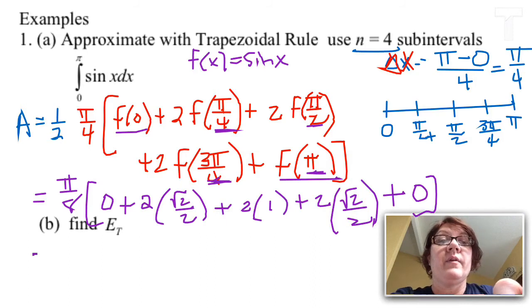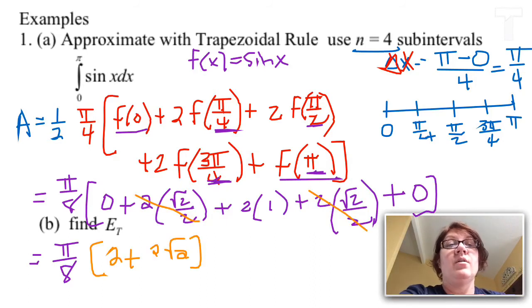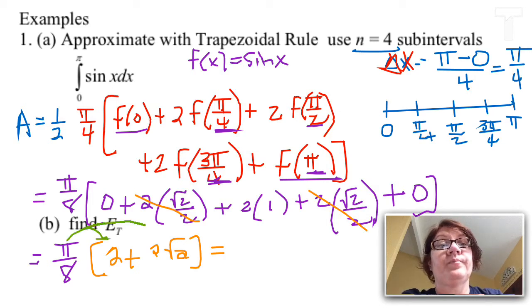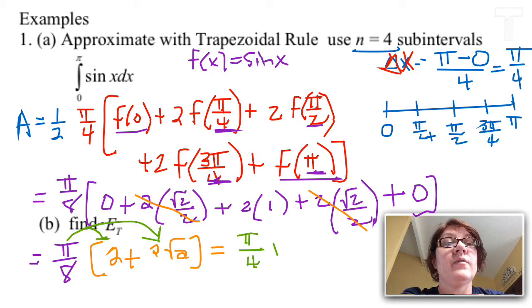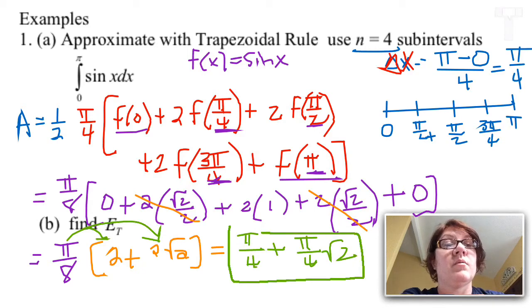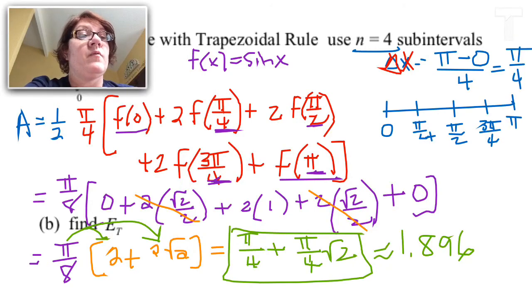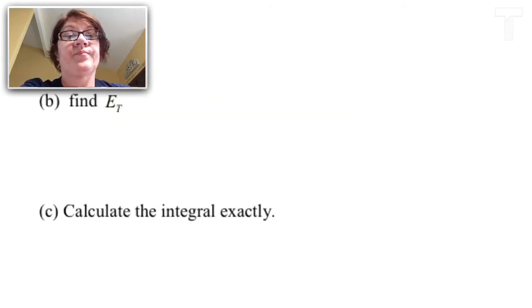And so now, simplifying the stuff in parentheses, I get 2 plus 2 root 2, and then, of course, I can distribute, so I'll end up with pi over 4 plus pi over 4 root 2. And if I wanted the decimal version, there it is.